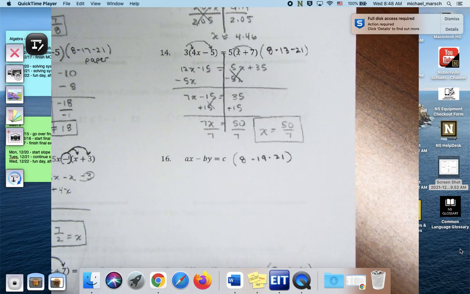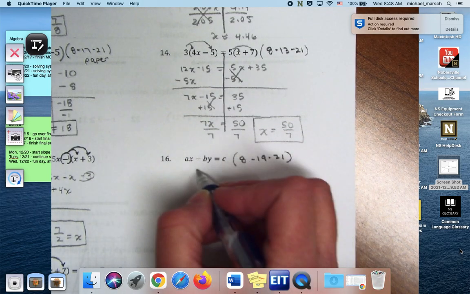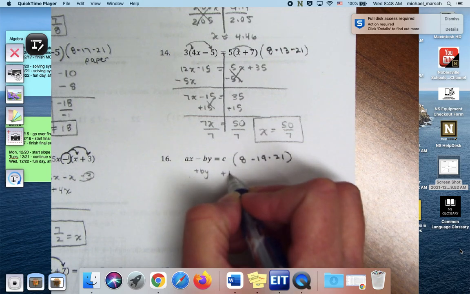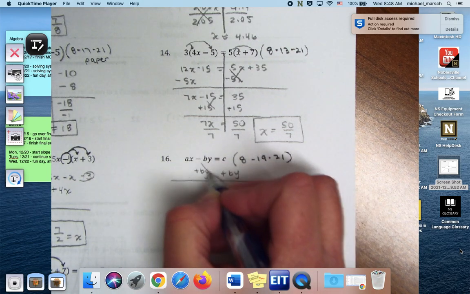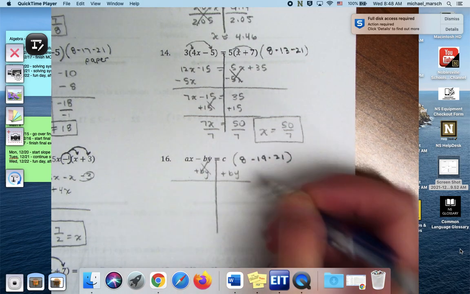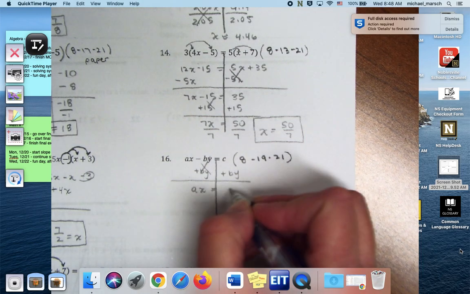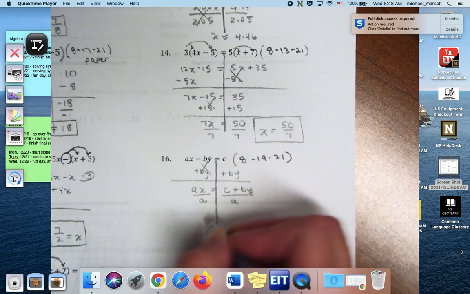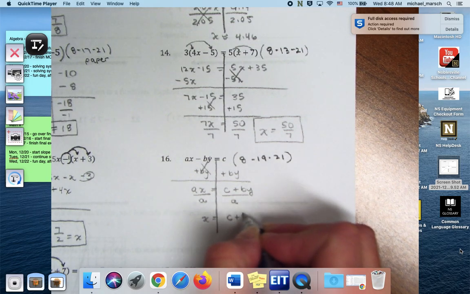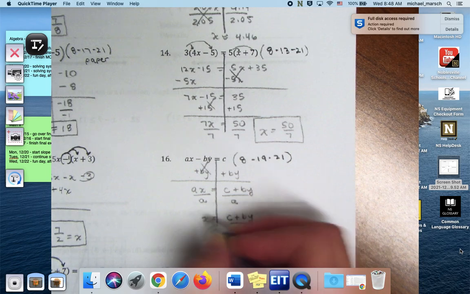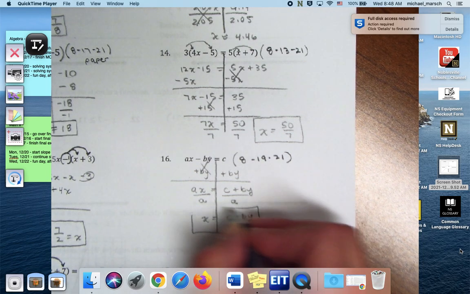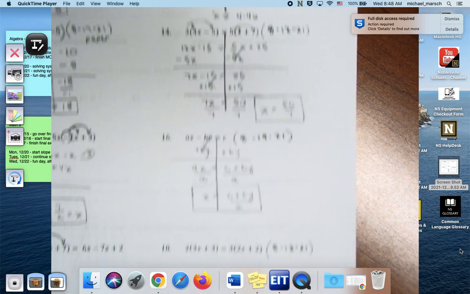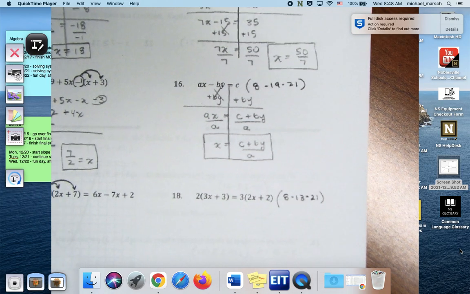Number 16, remember I'm solving for x, so I'm going to add this term to both sides. That's now gone. So I have ax equals c plus by. Divide by a. x equals c plus by over a. And there's my answer. Just getting that x by itself using my inverse operations.